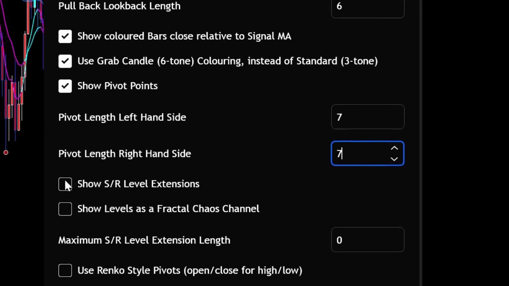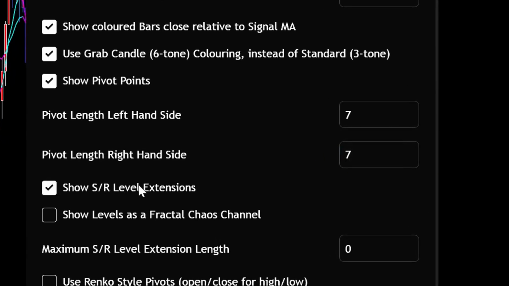Next, still in the Inputs tab, make sure you enable SRR level extension. SRR stands for support and resistance. This setting will help us visualize those key levels on the chart, which are super important for pullback trading. Trust me, this will come in handy later.